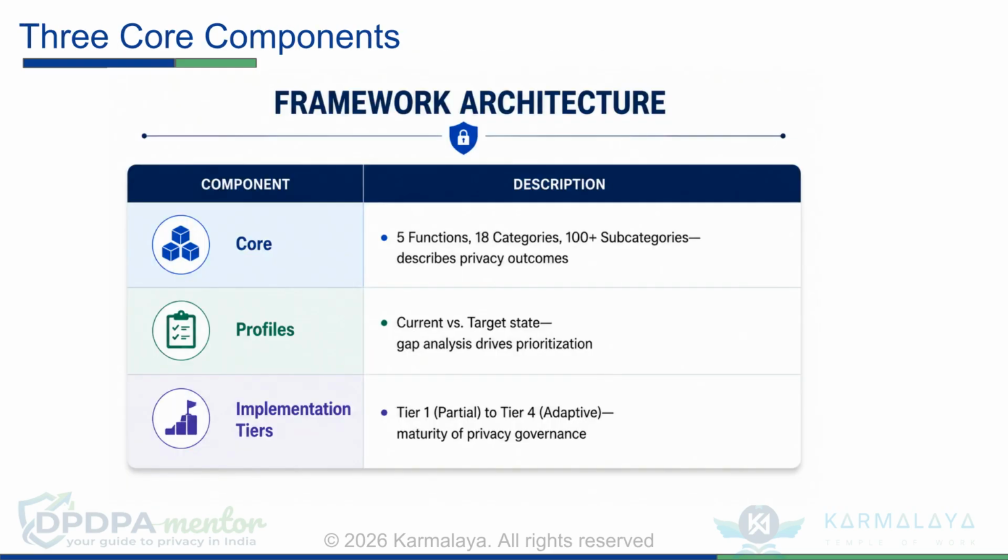The framework is organized into 3 tiers of abstraction: core, profiles, and implementation tiers. The core is the operational heart. It consists of 5 functions, broken down into 18 categories and further into 100+ subcategories that describe specific privacy outcomes, like data processing is inventoried or data is de-identified.